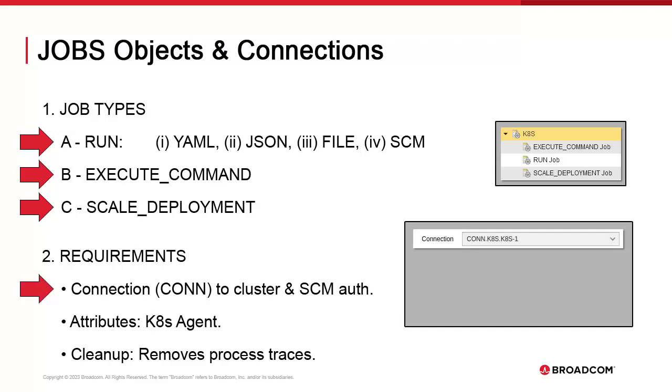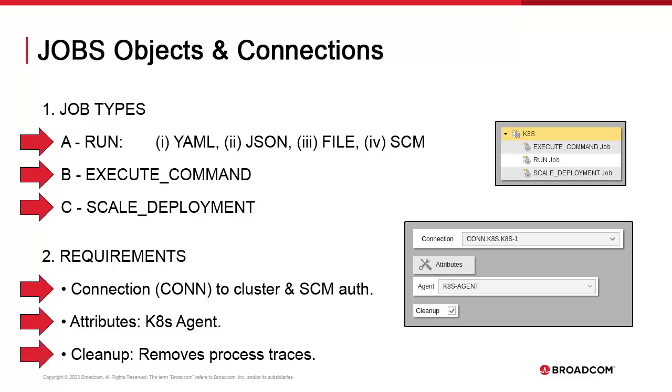Irrespective of the job type, you'll need at least one connection object. You should always add the Kubernetes agent in the attributes page. Finally, for regular submissions, you should always consider the need for cleanup. When Automic submits processes to Kubernetes, the integration generates a number of items in the environment, like job traces and logs. Cleanup will remove these residual elements and leave the cluster the same way it found it.